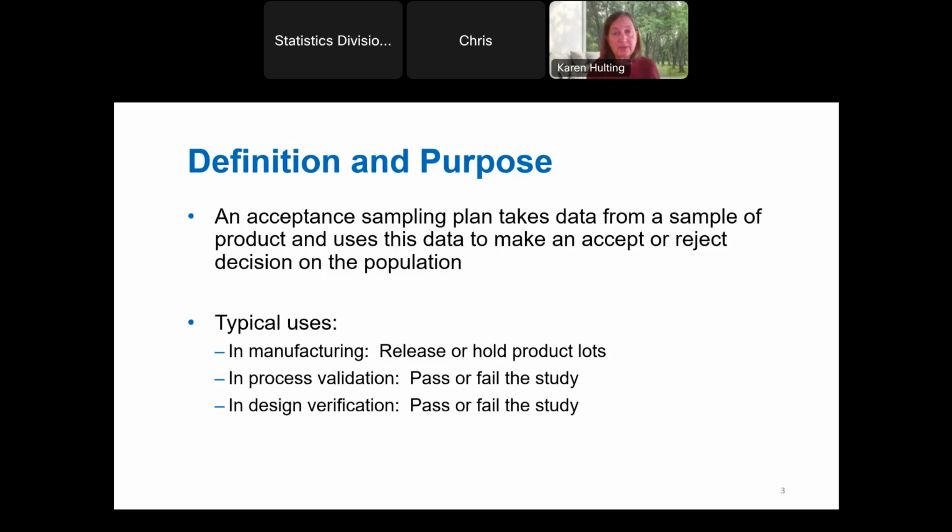It's either a pass or a fail. Now that occurs where we think about this the most, we think about this in manufacturing, accept or hold a lot of manufactured product. It also applies to things like process validation, where we're making a decision about that process based on a sample of data, or design verification.